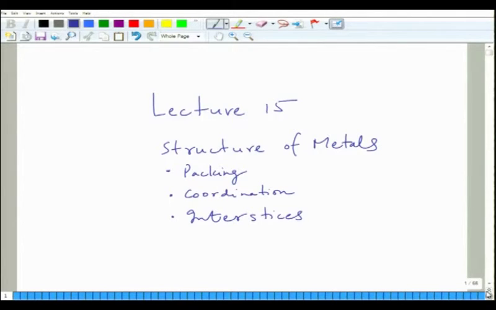Okay, so welcome to a new lecture, lecture 15. In this lecture, we'll again continue talking about the structure of metals, with a focus on packing of atoms in these structures, coordinations, and interstices. Okay, so let me just recap the last lecture.